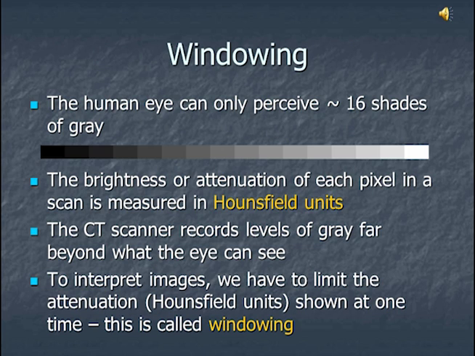Before we begin, there are some key concepts about CT scans you must understand. The first is windowing. The human eye can only appreciate about 16 shades of gray. The brightness of each pixel is measured in Hounsfield units, named after the inventor of CT. Because the CT scanner detects levels of gray beyond what we can all see at once, we have to set a range to what is shown to us. This is called windowing.